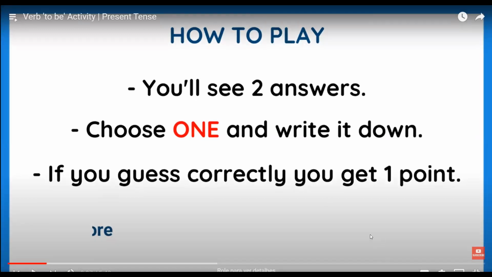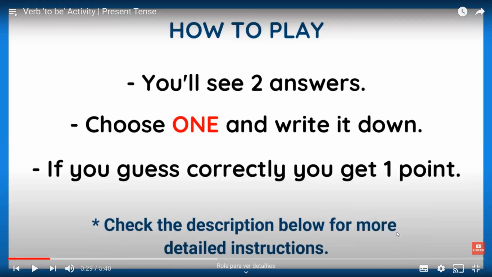So this is going to be like a game, all right? So first, you will see two answers. Choose one and write it down, all right? If you guess correctly, you get 1 point. So you're going to add your points, okay? So if you want more information about it, you can check the description, but it's okay, right? It's easy. Two answers, you only choose one and then you take notes. Then after that, if you guess correctly, you get 1 point. Okay, guys. Okay, everybody in the classroom. Okay, Felipe. Okay, let's do this.